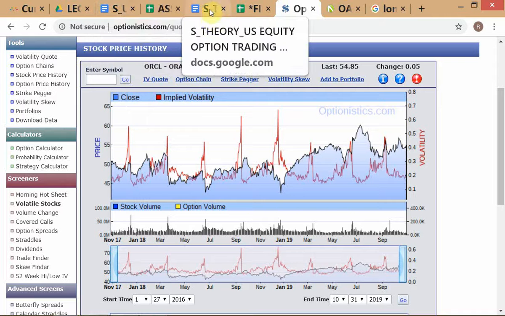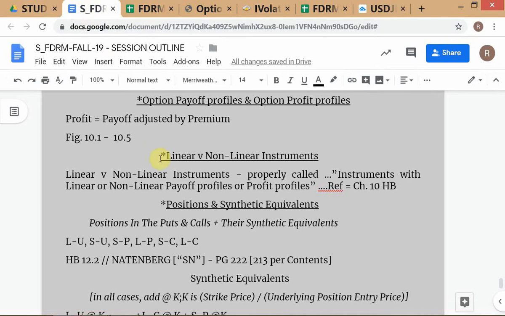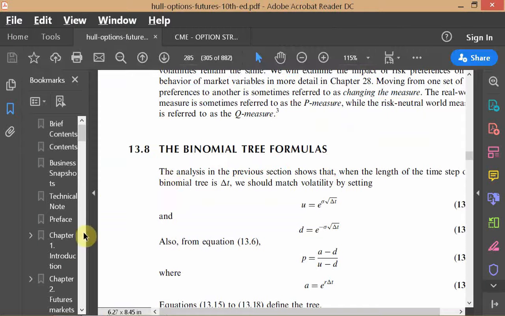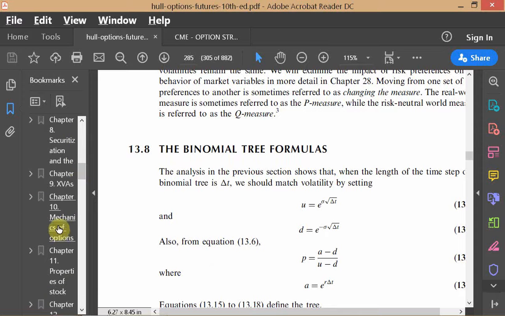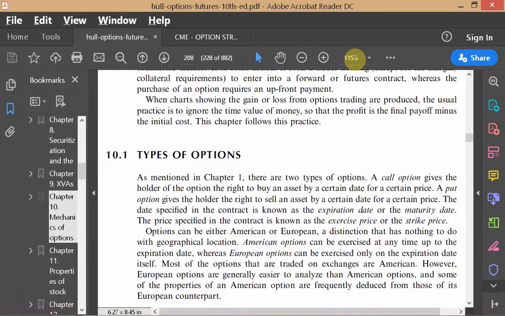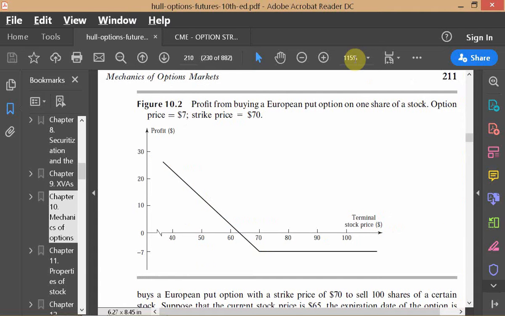All right, so we were looking at option payoff profiles. Did we finish all the option payoff profiles? Okay, let's look at option chapter 10. Long call we've done. What is this? Short call.